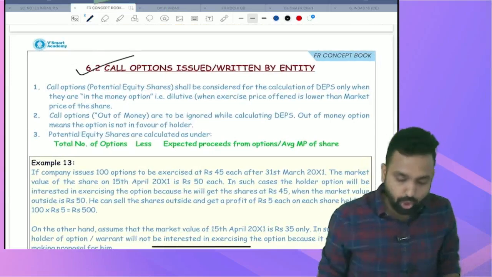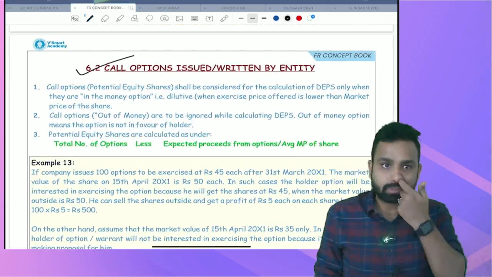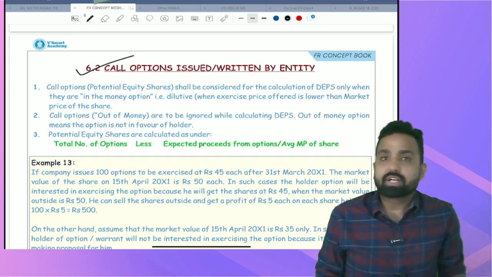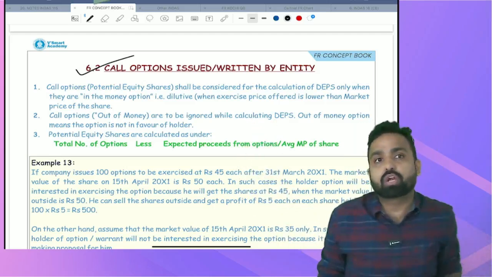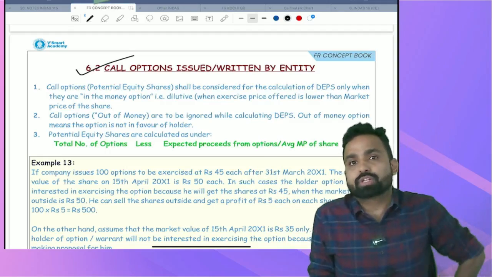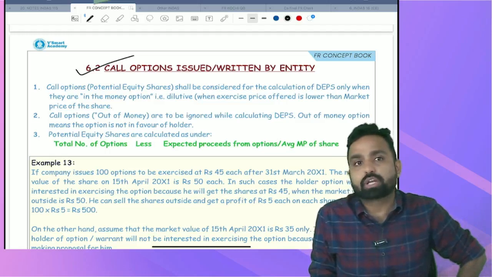One more point, call options issued and written by the entity. It is just like ESOP. If the company gives call options, they are also potential equity. If the company issues call options, they are also the potential equity.